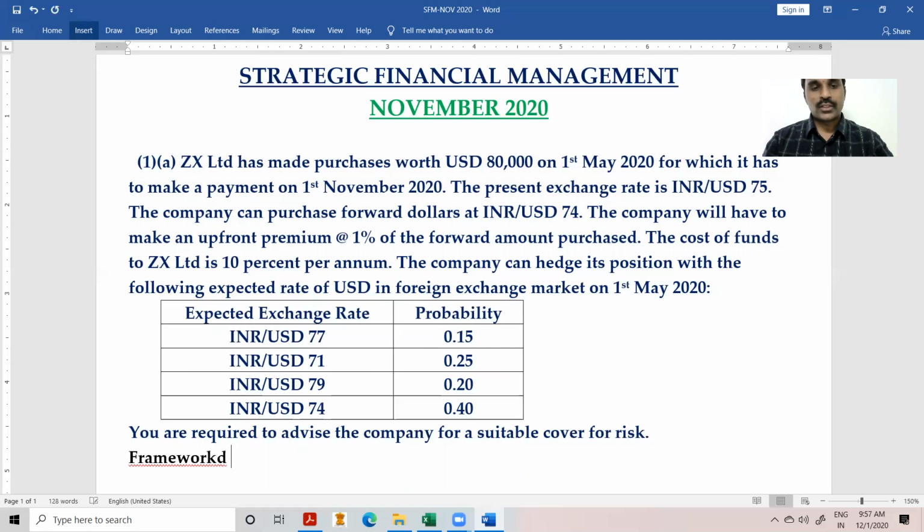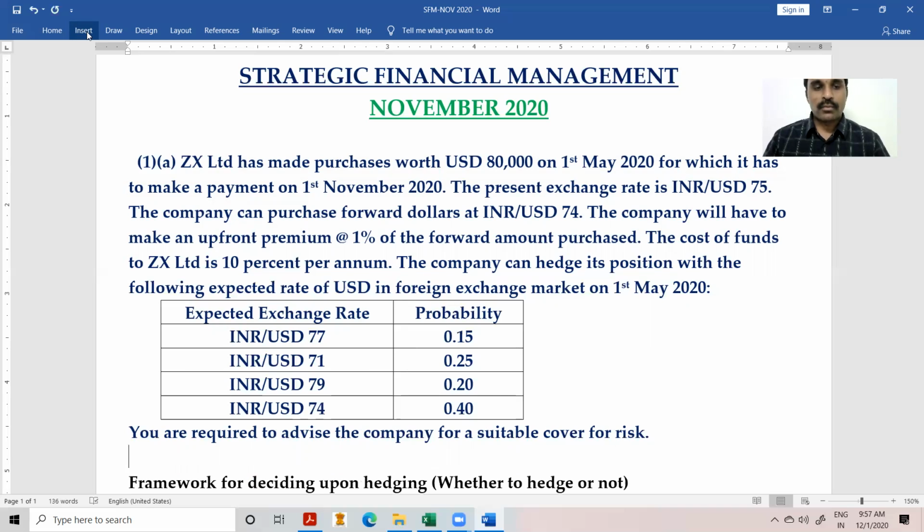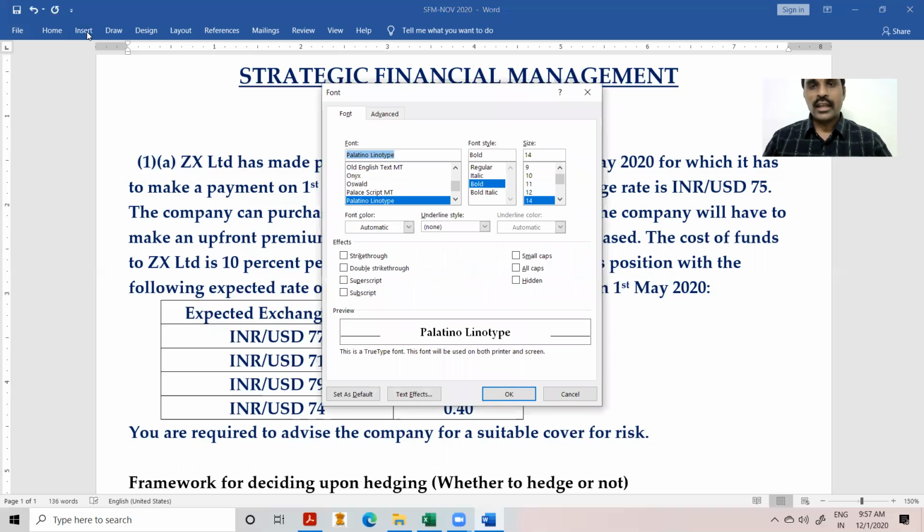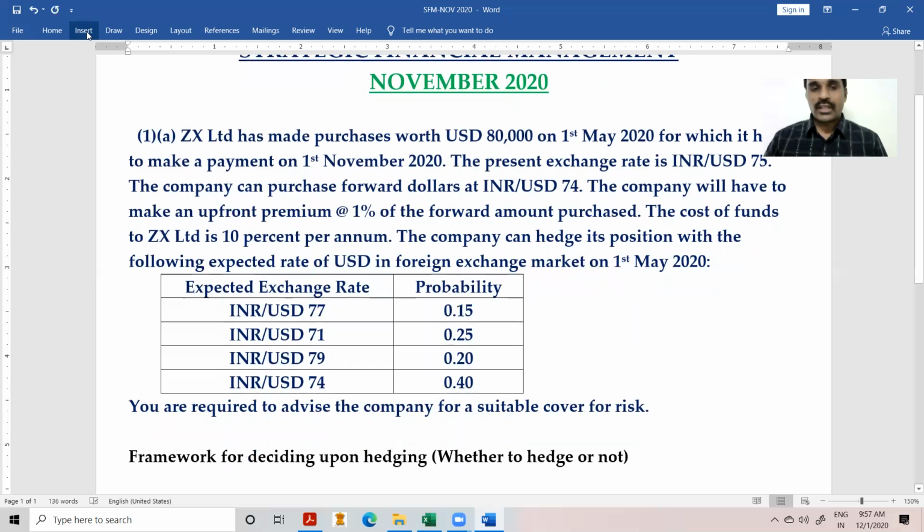Framework for deciding upon hedging. That means whether to hedge or not. Whether to hedge or not is the first question. So the question addressed by this problem is whether to hedge or not, not which hedging strategy should be applied. It's a very simple, plain strategy.